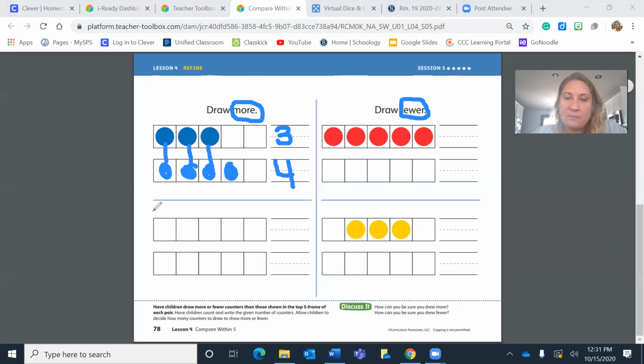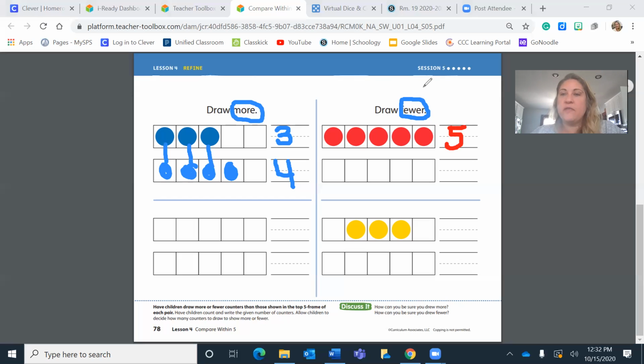All right, now I'm going to go down to my next one. It says draw fewer. So I need to draw less. Okay, first I need to count, write the number. 1, 2, 3, 4, 5. I have 5. So I'm going to write my number 5 down, make a belly, put a hat.